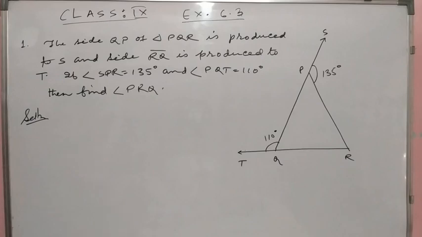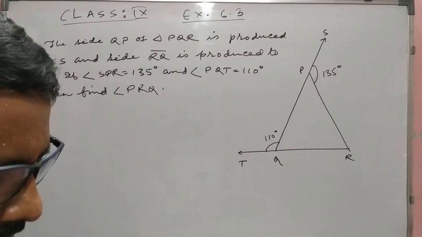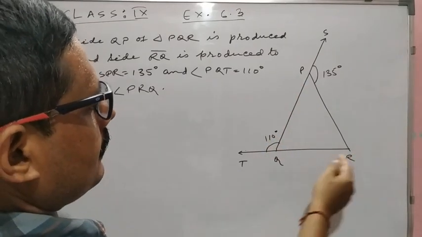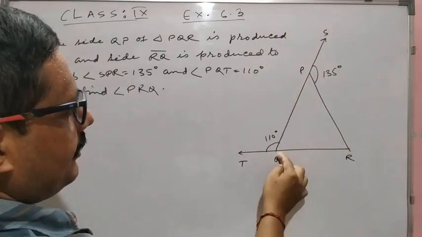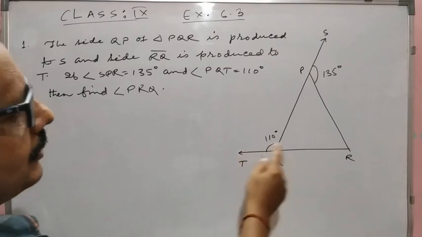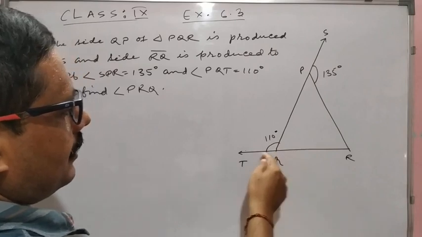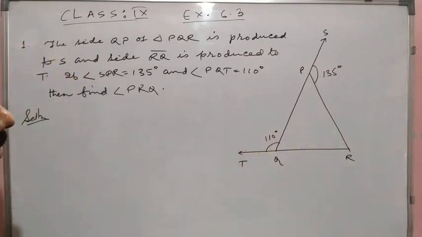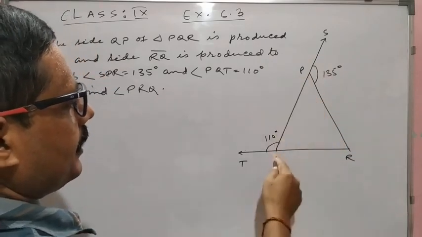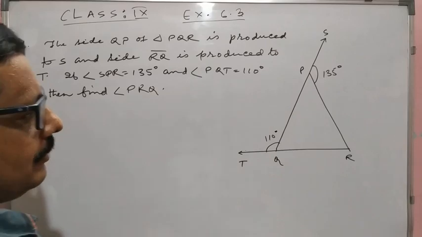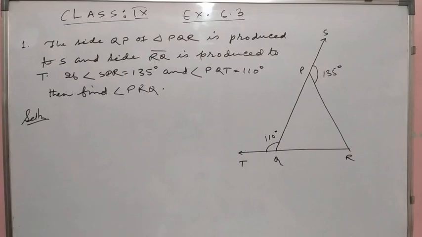So in this question it is given that PQR is a triangle. The side QP is produced to the point S and the side RQ is produced to the point T, so that an exterior angle SPR and an exterior angle PQT are formed. If the measure of angle SPR equals 135 degrees and the measure of angle PQT equals 110 degrees, then we have to find the measure of angle PRQ. So see the solution here.